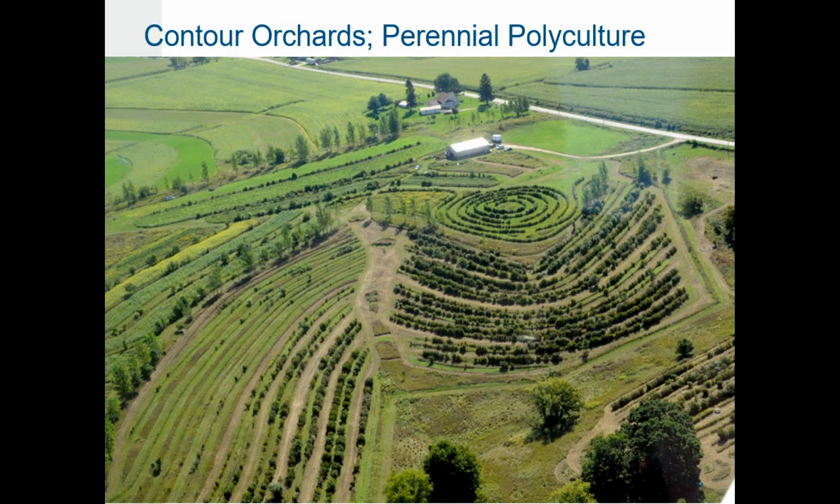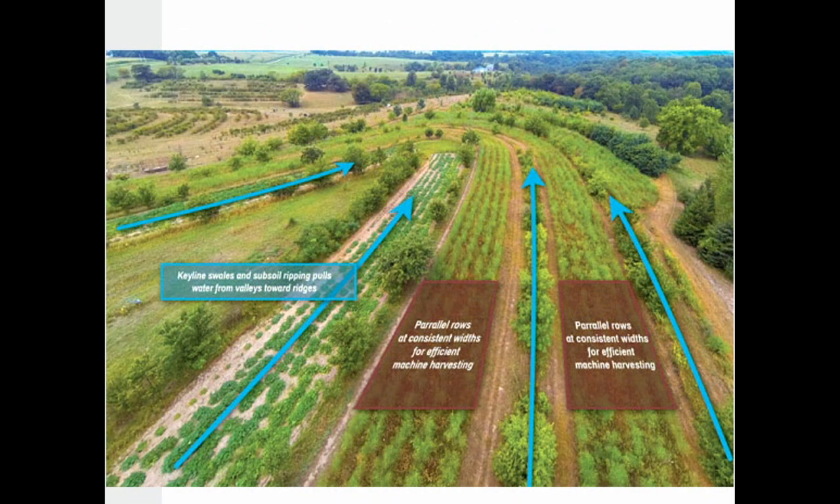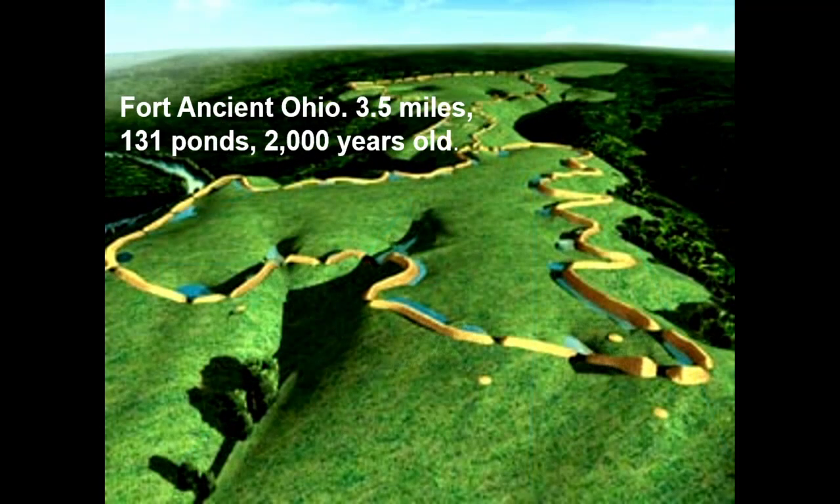This one happens to be in Wisconsin. And if you look, the rows are nice and straight, so you can drive a tractor down and drive the tractor back. You want to keep those rows at least twice the width of your widest implement, so you can drive back and drive down and drive back. This is nothing new. Here's in Ohio.